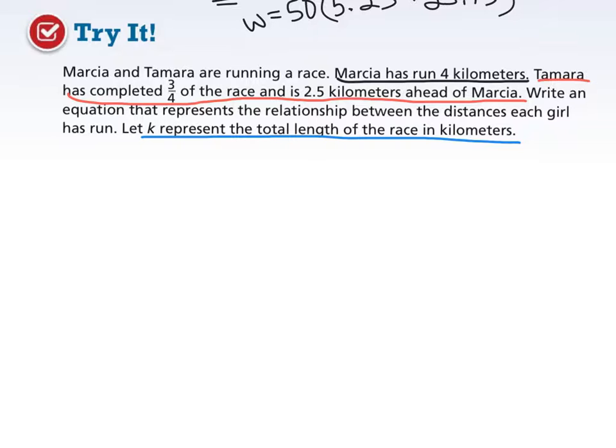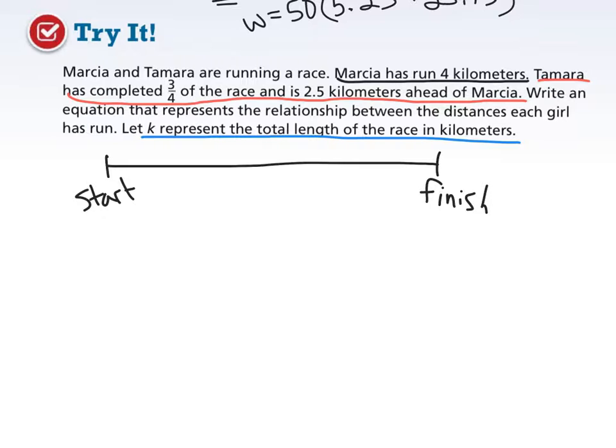On a problem like this, I would recommend that you draw a picture or diagram of what's happening. One thing we could think about to start out with is that for our race, we have a start and a finish. And the first thing they told us, Marcia has run 4 kilometers. Since Tamara is not done with the race, we're going to assume Tamara ran more than Marcia. We're going to assume Marcia has not finished the race either.